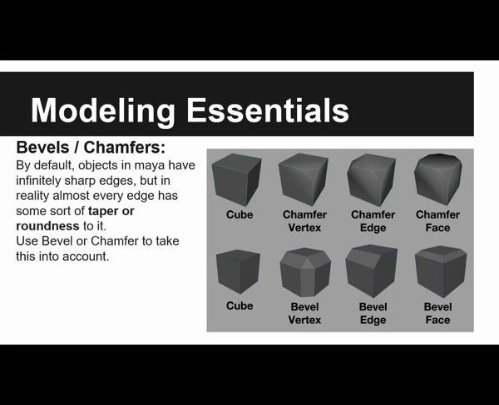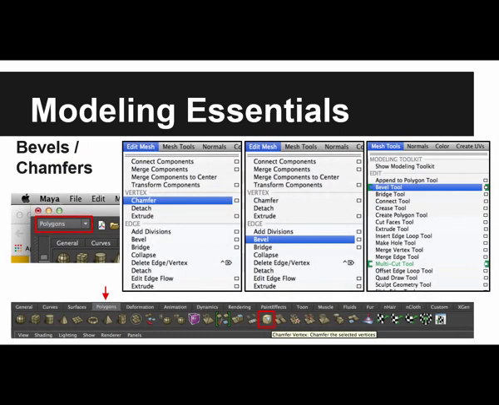Bevels and chamfers. By default, objects in Maya have infinitely sharp edges, but in reality, almost every edge has some sort of taper or roundness to it. Use bevel or chamfer to take this into account. And here's where you can find the bevel or chamfer tools. By the way, you will be able to find this PowerPoint on eCampus.